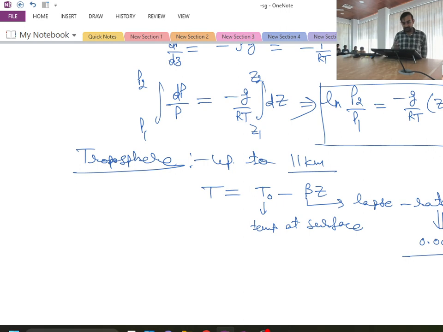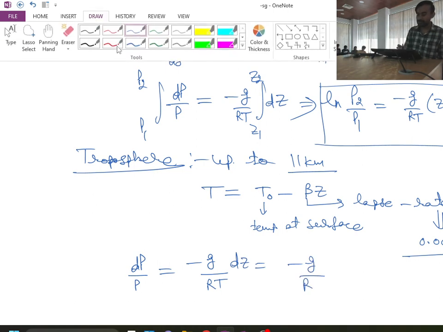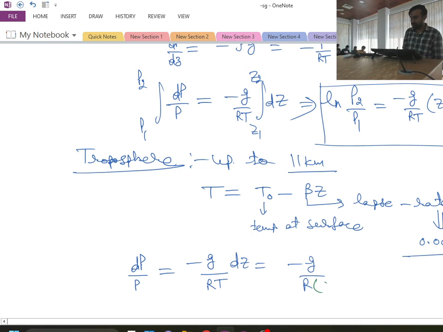Okay. So that is the reason now, whenever I will be writing this equation of dP by P for gases, which is minus g by RT, in place of T now I will be substituting T naught minus beta Z. It will become minus g by R, and in place of T I will be writing T naught minus beta into Z. Is this point clear? And here I will be having nothing but dz.